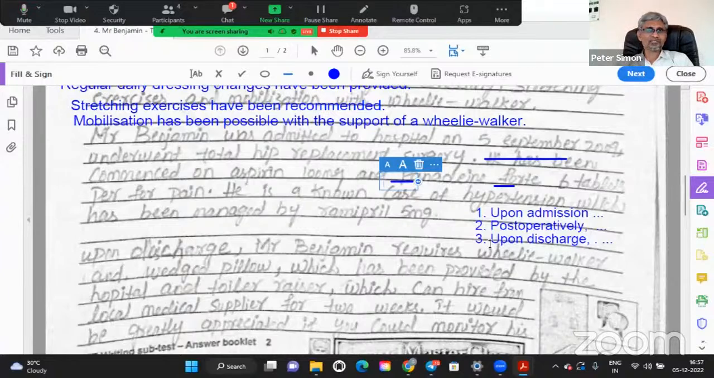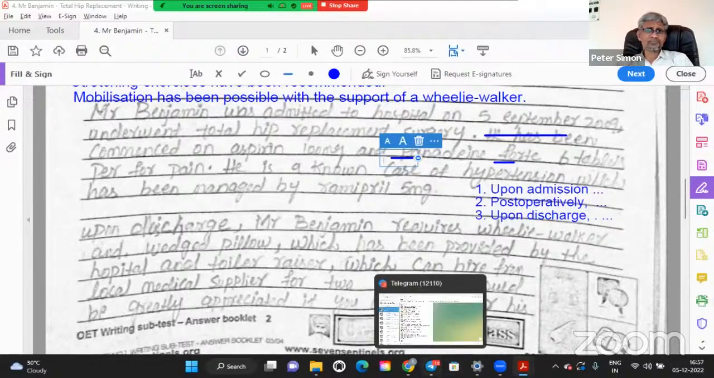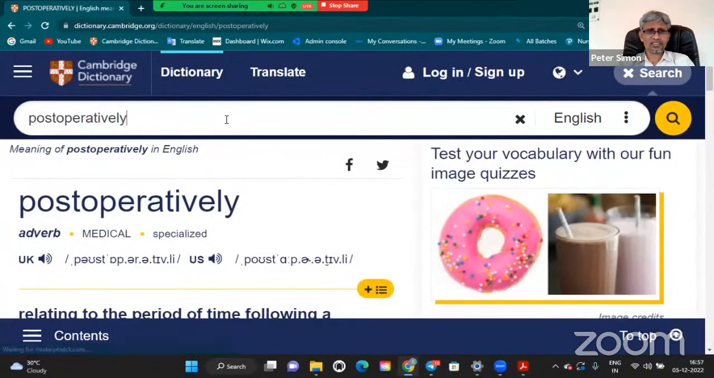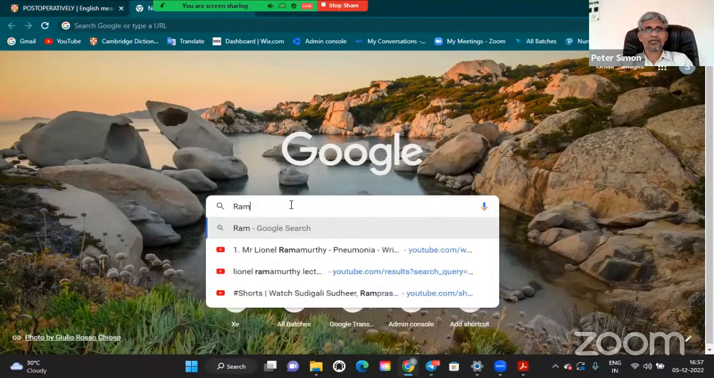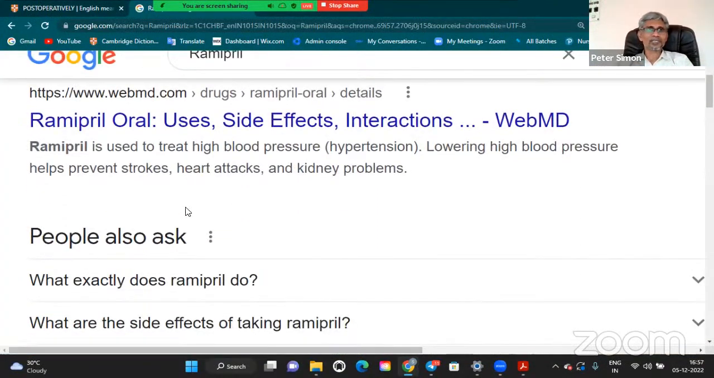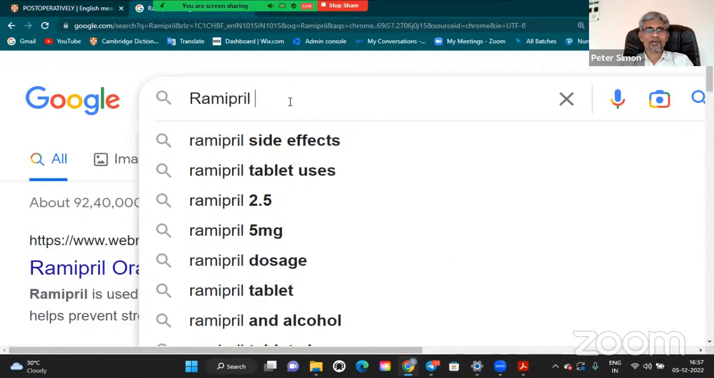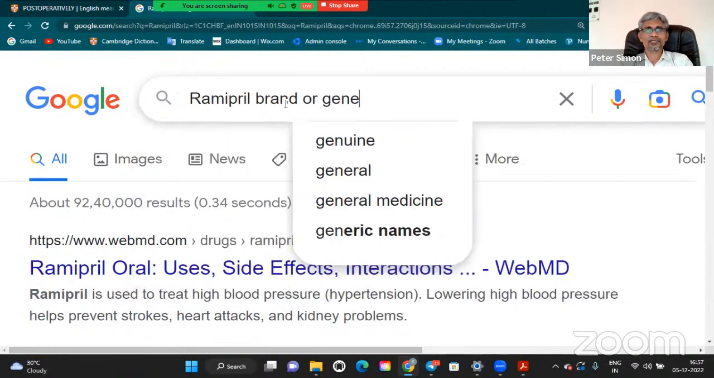Okay. This one is past tense, should go before. And this one is present and should come after. Right. Ramipril. Is Ramipril a brand name or generic name? Medicine names. Okay. Let us go to Google. Ramipril, generic name or brand name? Ramipril, brand or generic?